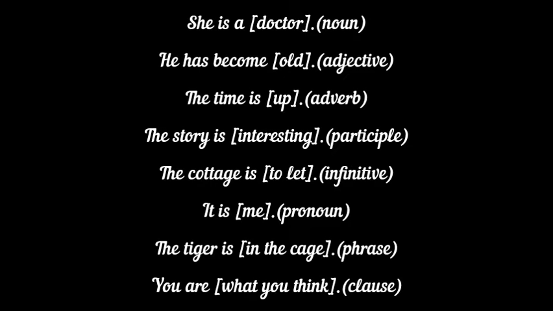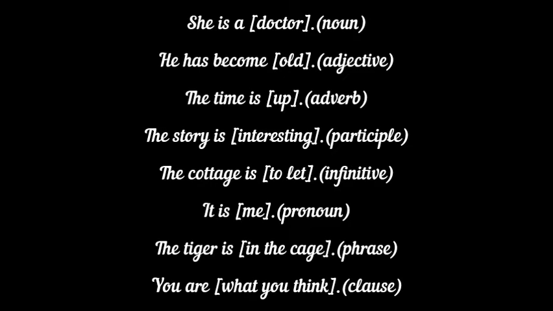In the sentence, she is a doctor, the noun a doctor is the subject complement because it's describing the subject she in the sentence. In the sentence, he has become old, the adjective old is completing the sense of the intransitive verb become and describing the subject he. Hence, it's a subject complement here. The time is up. In this sentence, the adverb up is the subject complement.